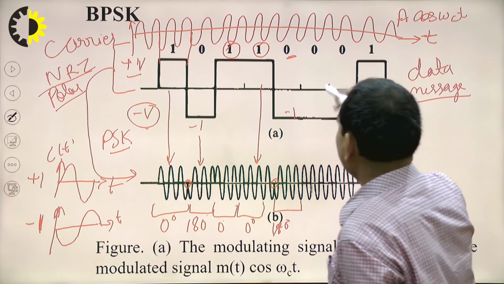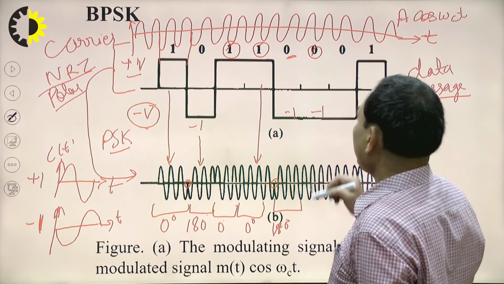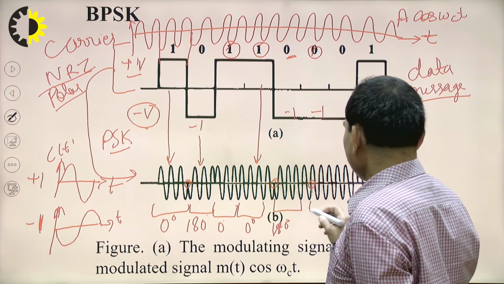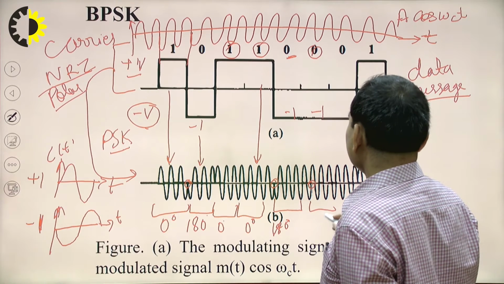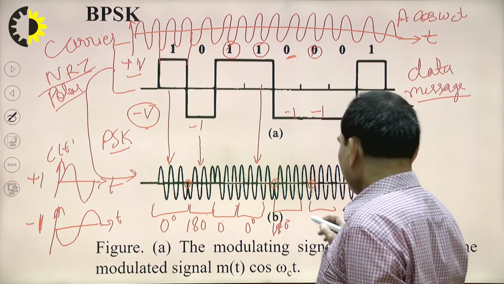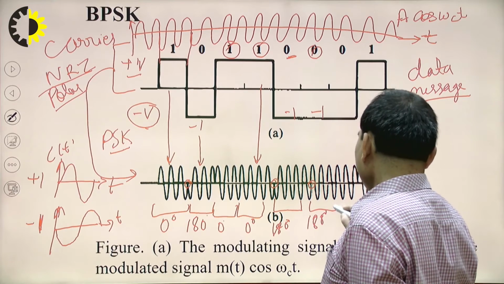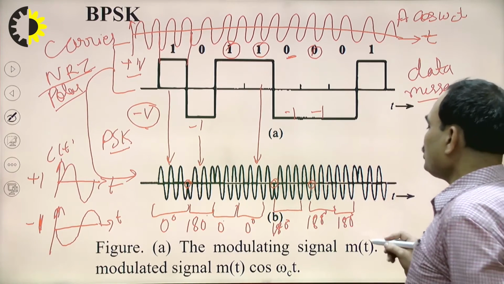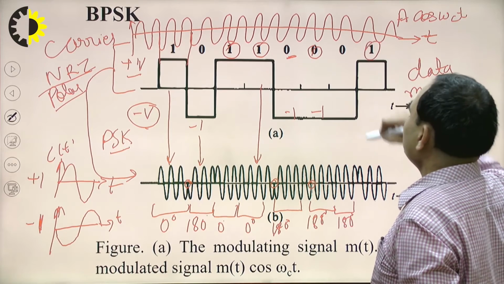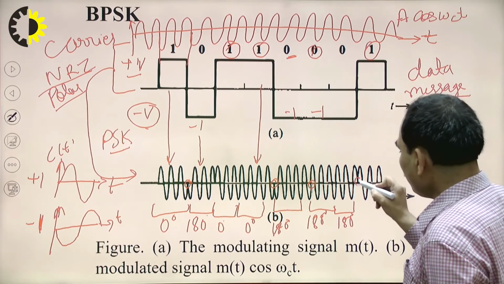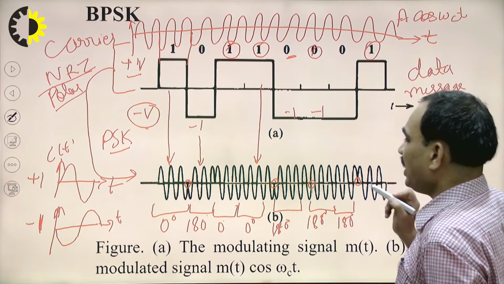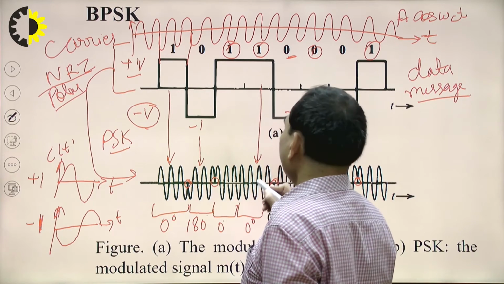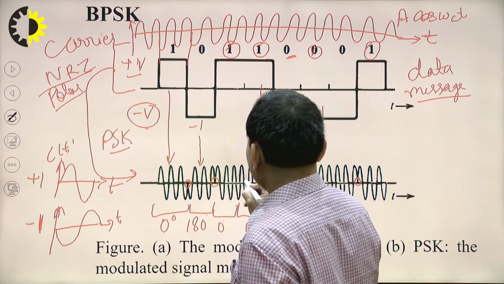Next again we have 0 by -1, so again we will have the 180 degree phase difference. Next again 180 degrees, so there is no phase change, as continuously we have 3 zeros. Now we have 1 here, and 1 is represented by +1, so we will start from 0 degree phase difference. So here we have the changes. The phase is changed here, here and here.